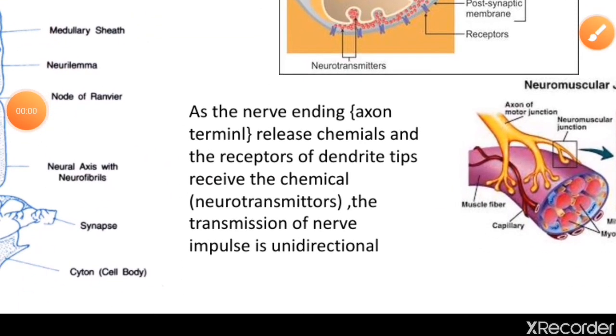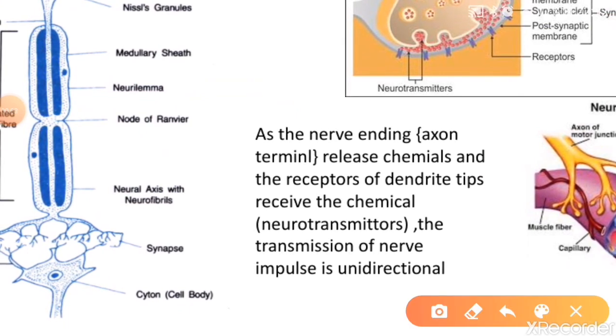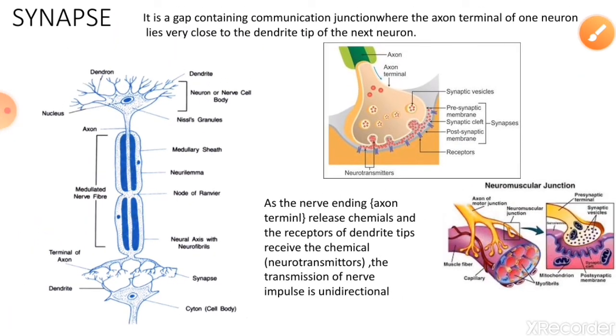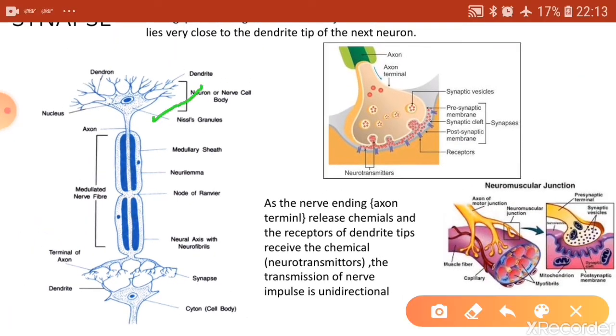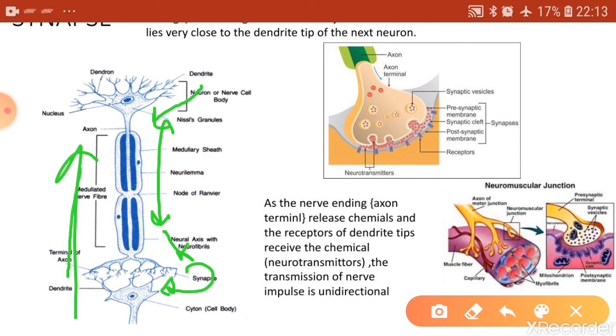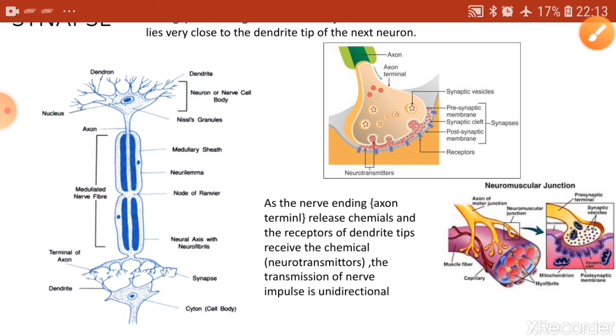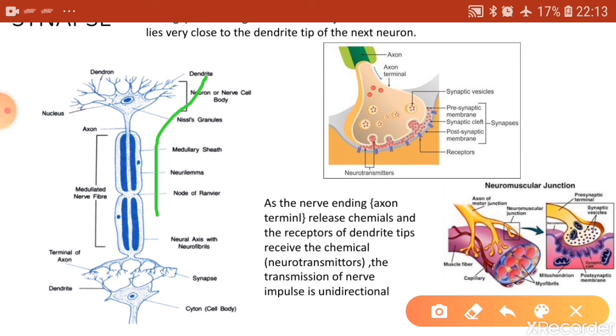Remember one thing, that the transmission of nerve impulse is always unidirectional. It means that the nerve impulses will always move from dendrite to cyton, cyton to axon, axon to axon terminal, and then from axon terminal to the dendrite tip of the next neuron. It is never the reverse way, that is, from dendrite tip to the axon and then axon terminal, and then the other way. It's always from dendrite to axon, axon terminal, and then to the dendrite tip of the next neuron.